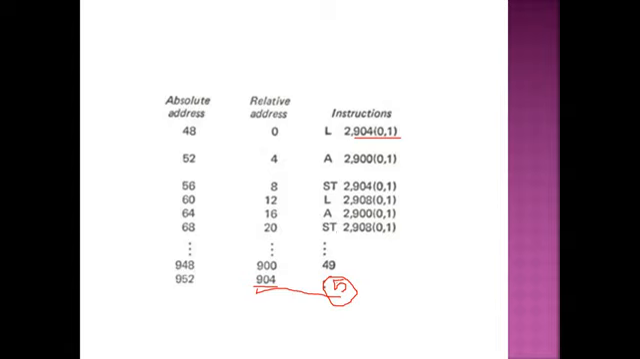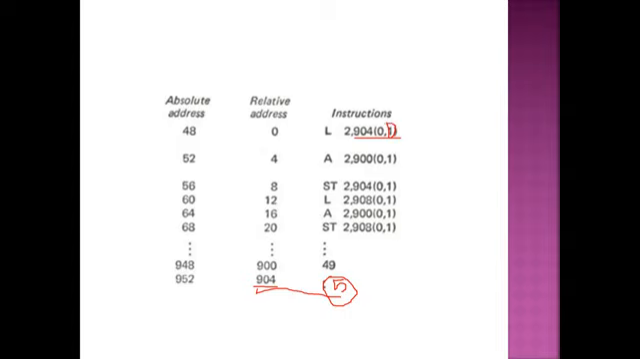So 904 is the memory location, but that is only a relative address. It cannot be taken forward, because when I load it to the main memory, the address is going to change, right? How will I come to know what that address is? The basic thing you should understand here is something called your base register.